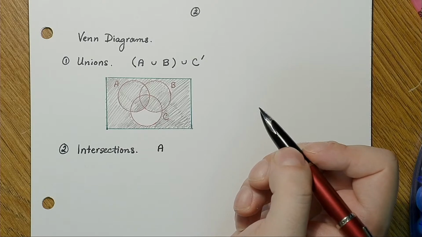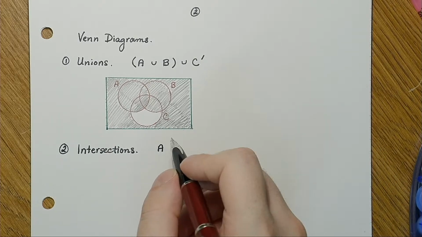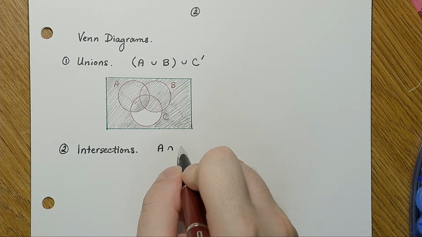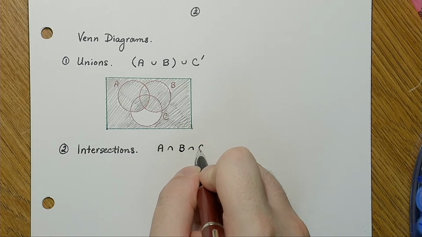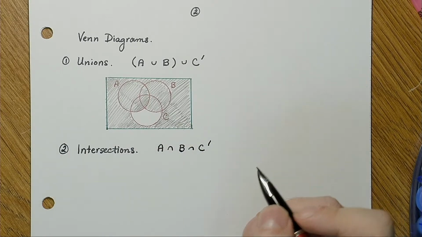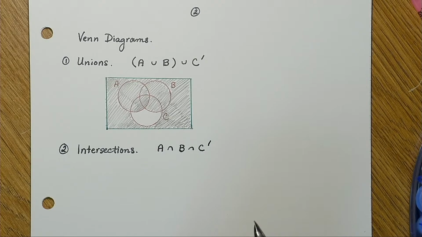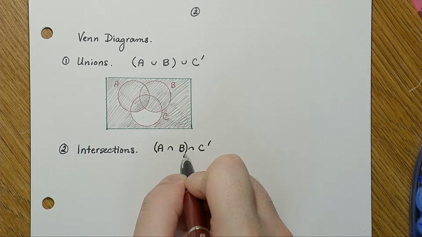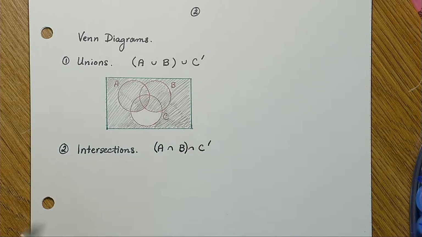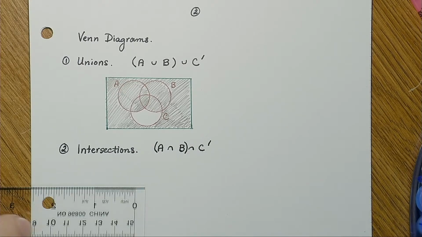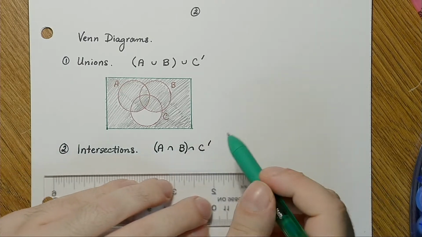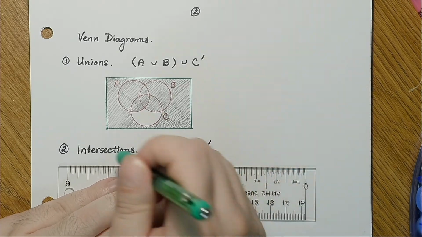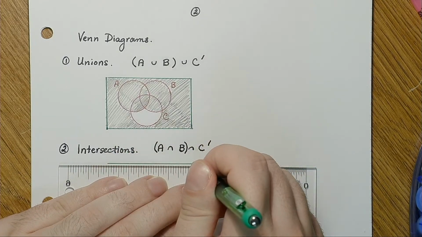But with the intersections, that can be a little bit harder for people to visualize sometimes. So let's do A intersect B intersect C prime. And I'm going to do two of them.